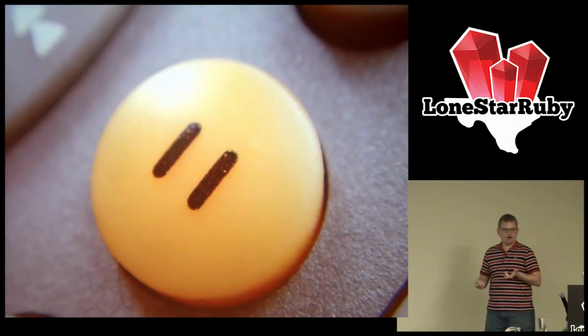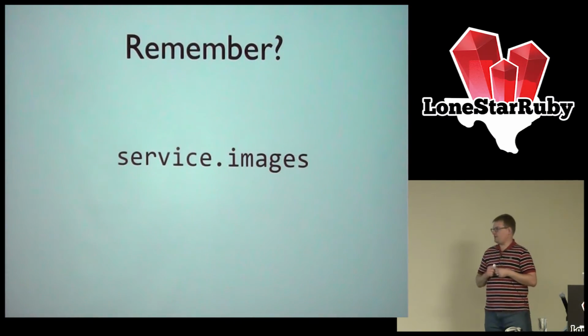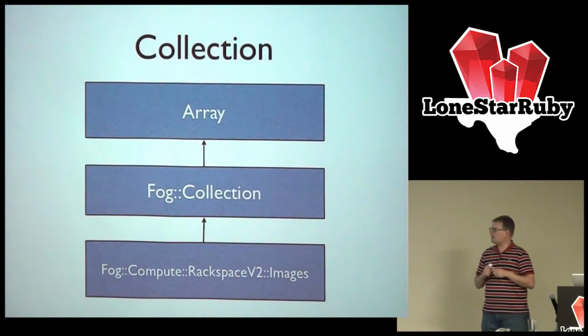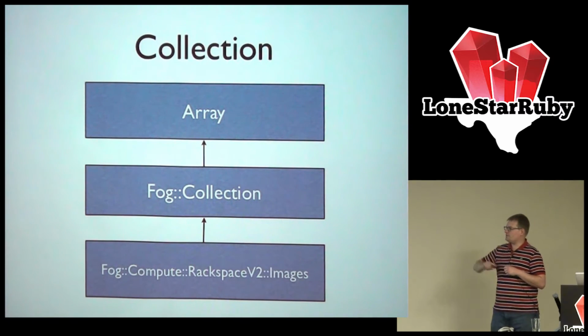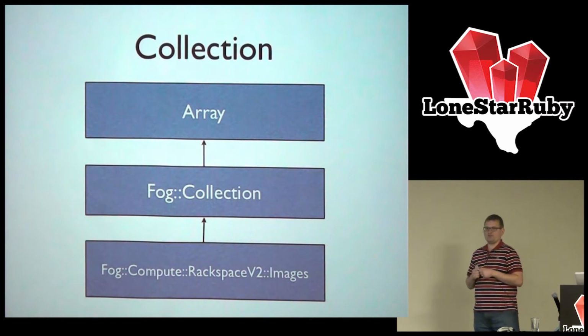Now we're going to pause, and we're going to talk a little bit about what we've seen. If you remember, one of the first things that I did was service.images. That returned a collection back to us. Up at the top, you can see that this collection inherits from array, and that's why I was able to use the first and find methods. Under there is a Fog::Collection. That's just some basic internal guts that's not particularly interesting. And then under there is the concrete implementation for the images class.